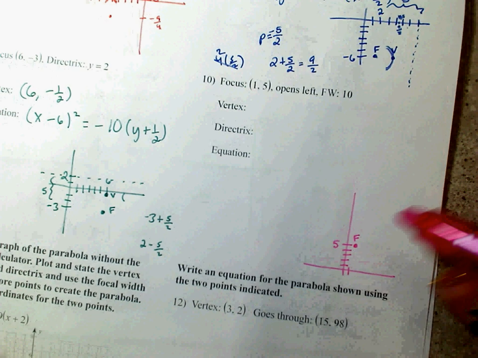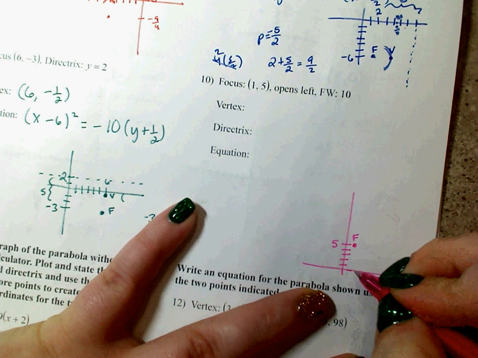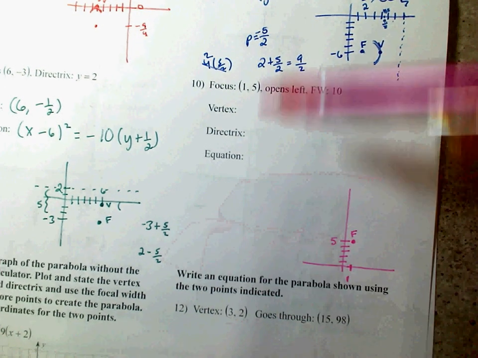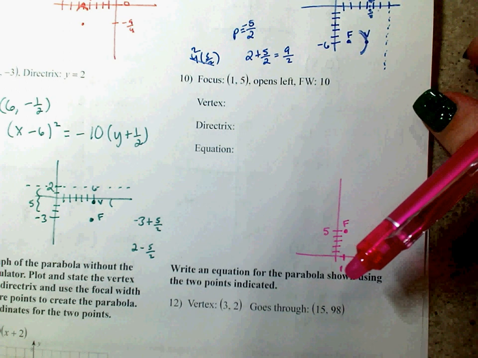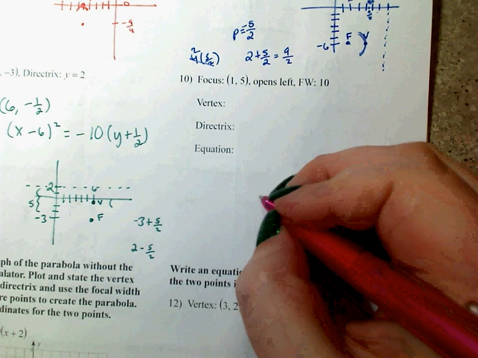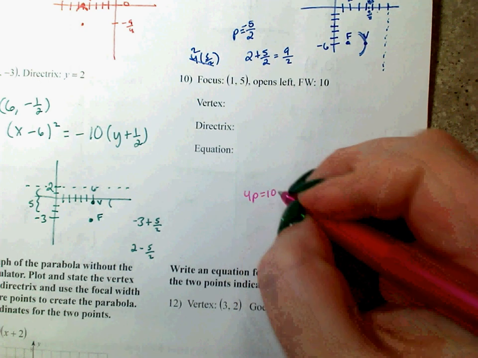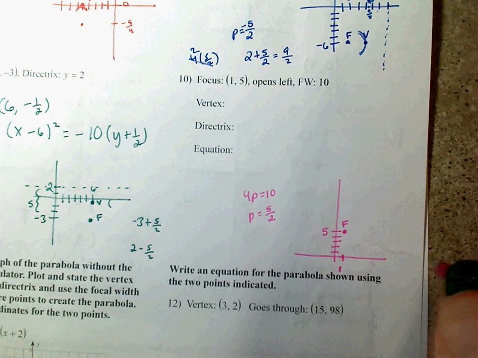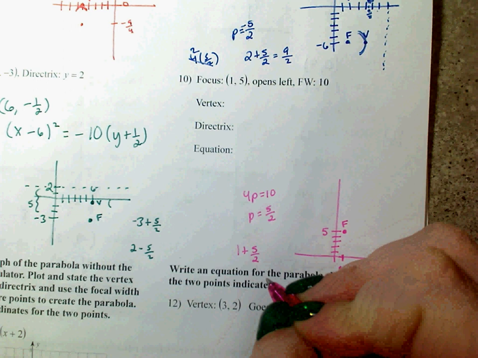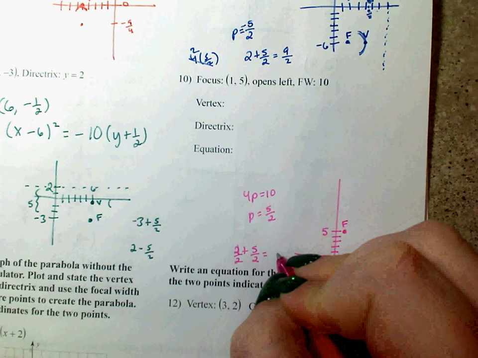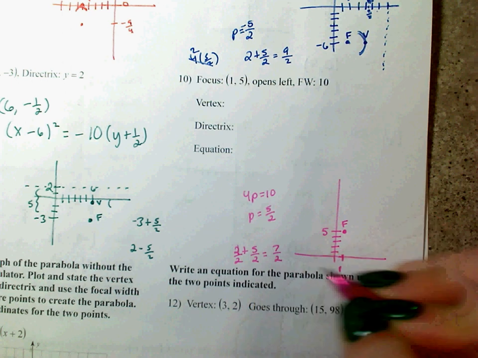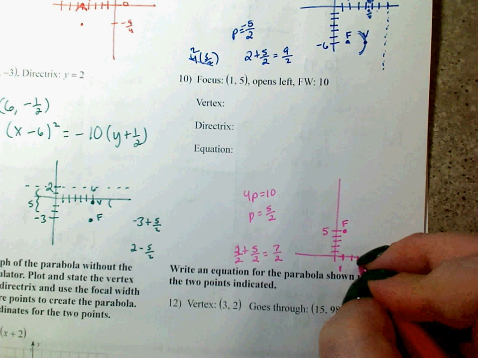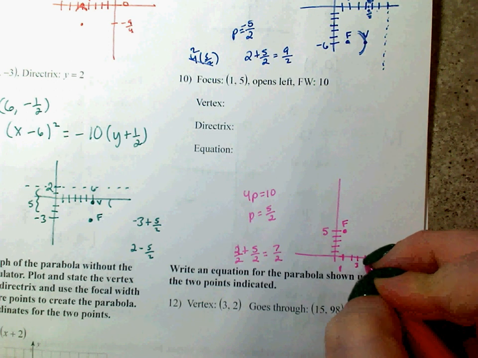I'm going to write that one down. Okay, so if my focal width is 10, 4p equals 10, so p equals 5 halves, which means I'm going to go to the right 5 halves. 1 plus 5 halves: 1 is 2 halves, so 2 halves plus 5 halves is 7 halves, or 3.5. Let's go 3 here, and then that would be 7 halves. That would be my vertex.